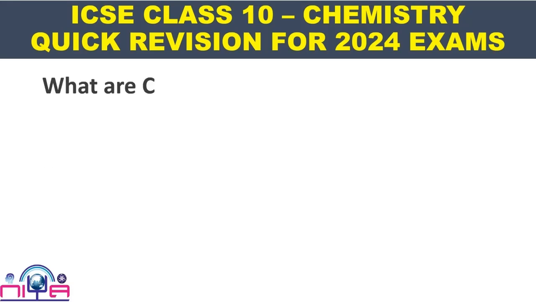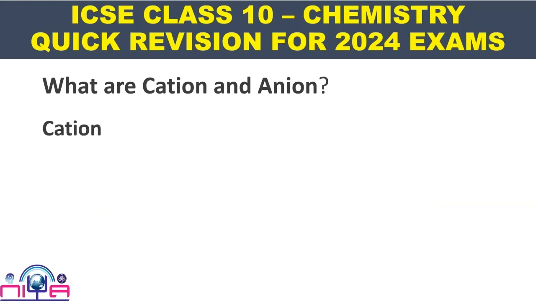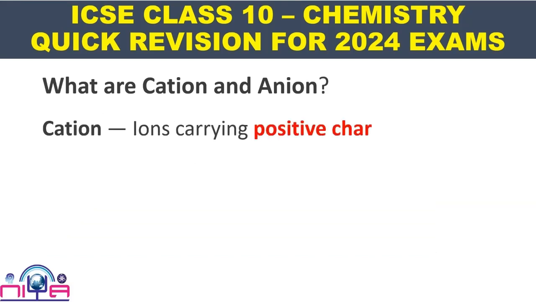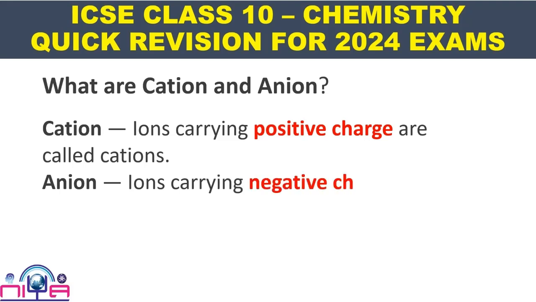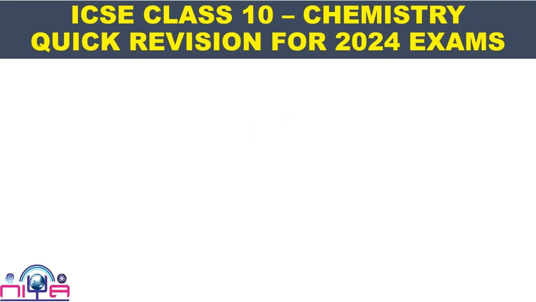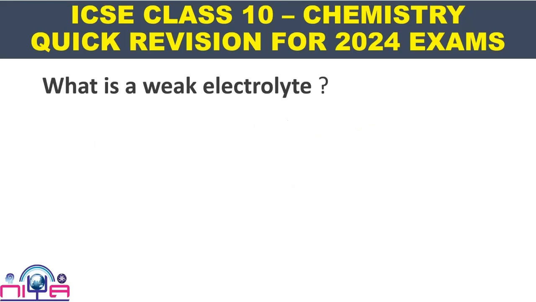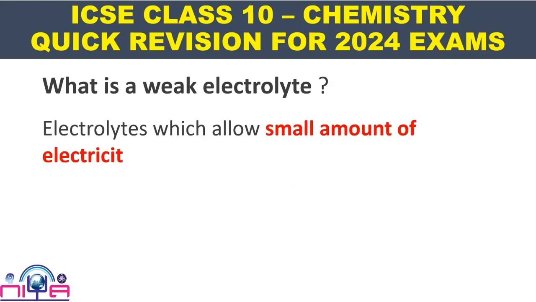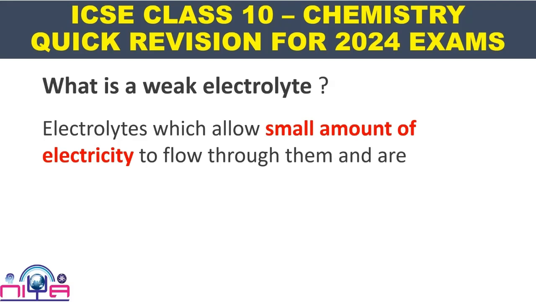What are cation and anion? Cation: ions carrying positive charge are called cations. Anion: ions carrying negative charge are called anions. What is a weak electrolyte? Electrolytes which allow small amount of electricity to flow through them and are partially dissociated in aqueous solution are called weak electrolytes.